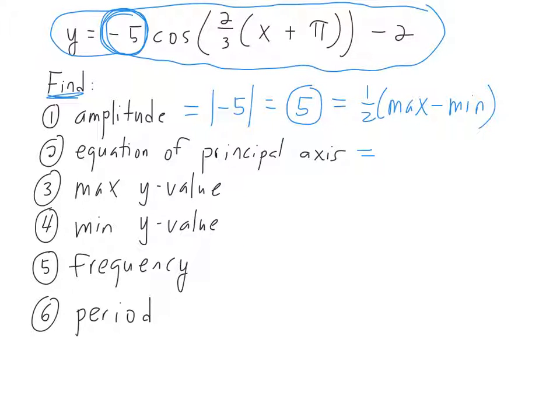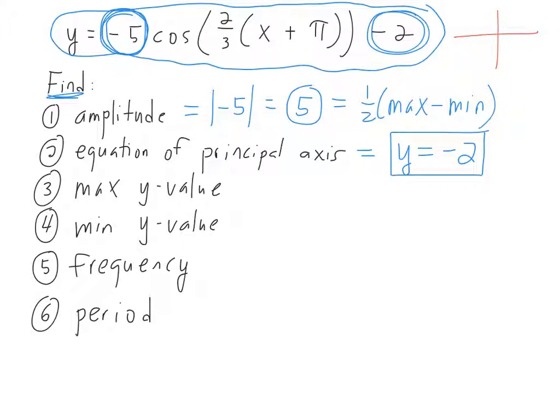Now the equation of our principal axis. We know the principal axis is a horizontal line, and so it's always going to be y equals something. And we said this is going to be your number on the end. So y equals -2 would be the equation of your principal axis. While we don't know exactly what this graph looks like, we do know that down here at y equals -2 we have our principal axis. That's the center line, the line going through the middle of it. Keep in mind that this is equal to 1/2 the max plus the min. It's going to be the average between your max and your min.